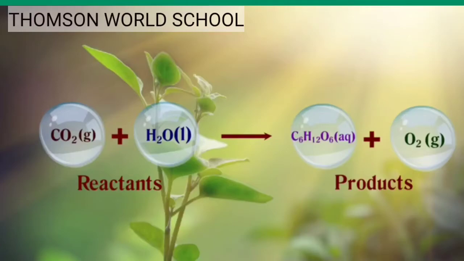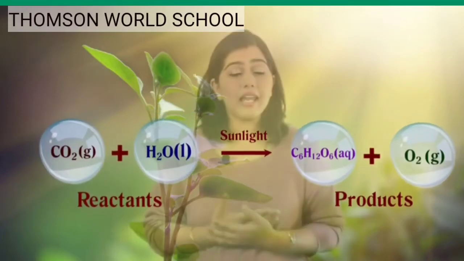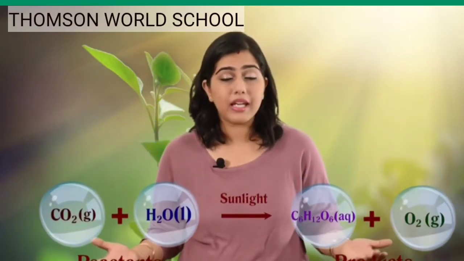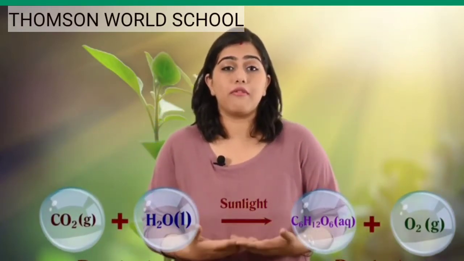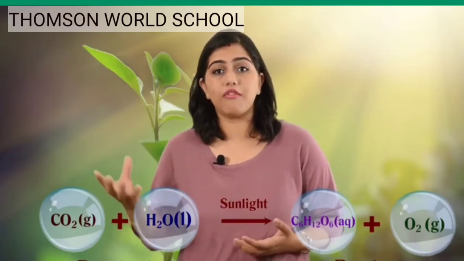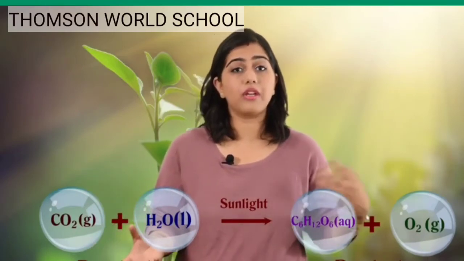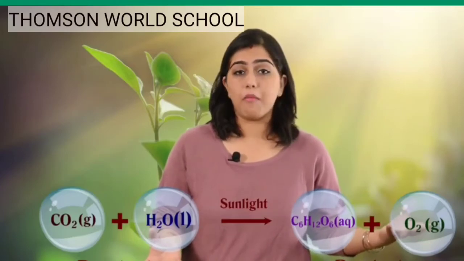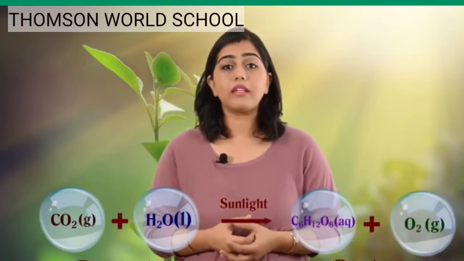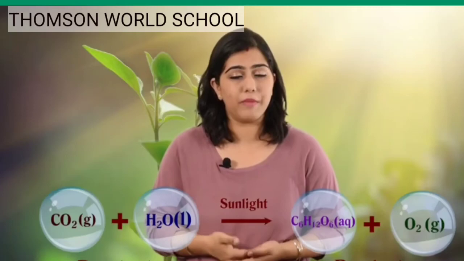Now the necessary conditions, for example in case of photosynthesis, is presence of sunlight. These types of conditions are denoted above the sign of arrow. Now any chemical reaction is incomplete without giving the information of how many molecules of each reactant are required to give a certain number of molecules of products. So we have to include that information as well.